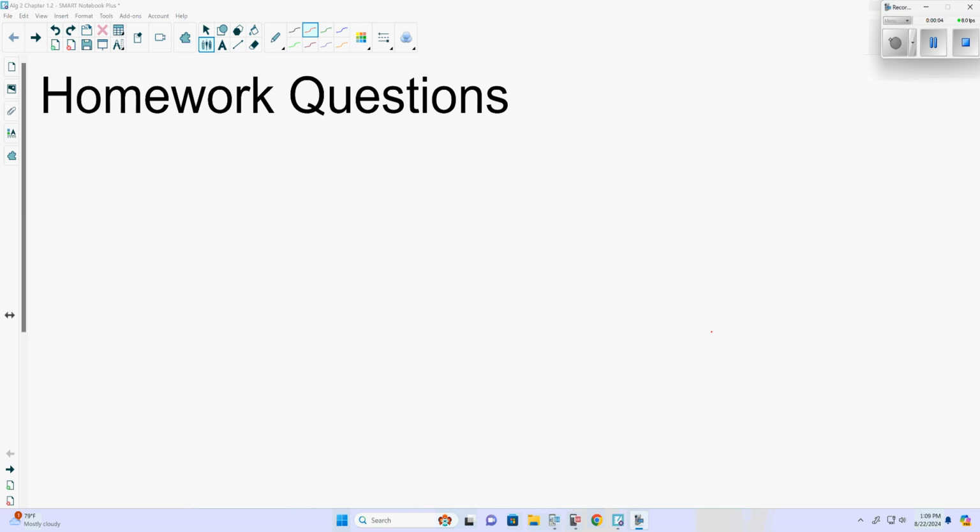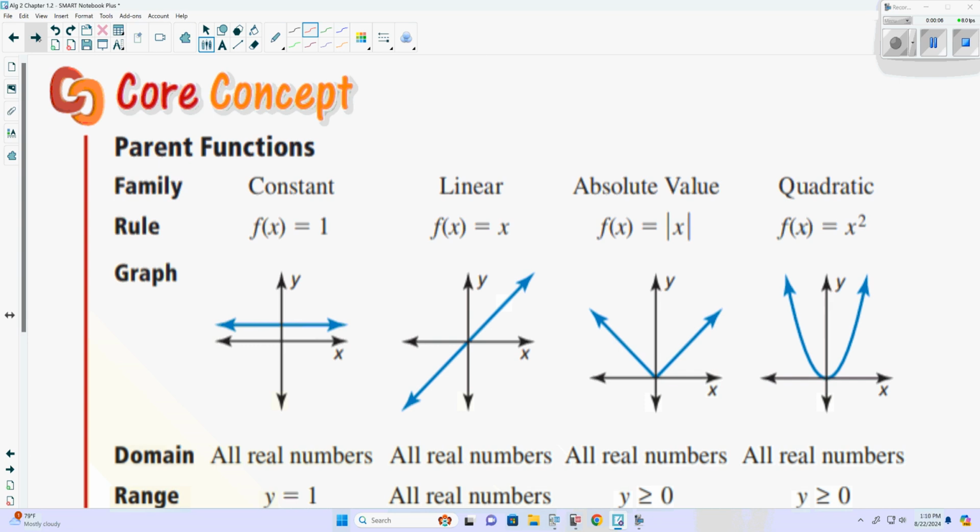We talked about parent functions and transformations. Now, out of all the families of parent functions that we have here, we mainly focused on three: linear, absolute value, and quadratic. It's not that the constant function isn't important, it's just that not a whole lot happens with it, because we can only move it up or down. That is literally it. We can't do anything else with it because it is constant. It doesn't change. It's a flat line.